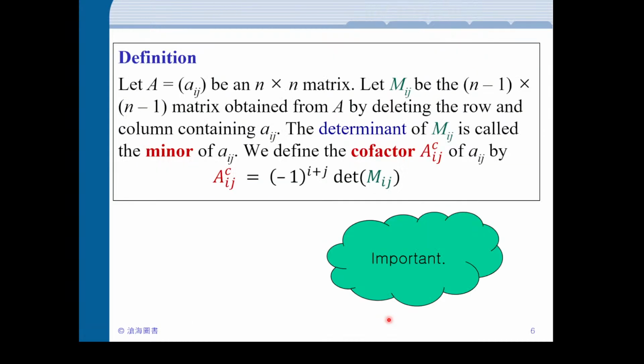Let's just say again: this cofactor Cij is -1 to the i plus j times the determinant of Mij, and Mij is an n-1 by n-1 matrix. You get it by deleting a row and a column. Any question about the definition?